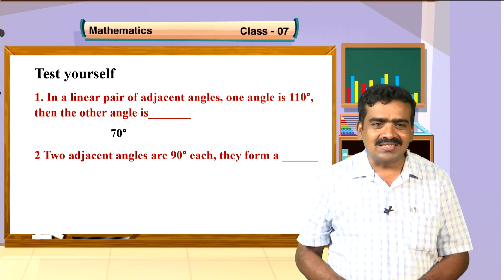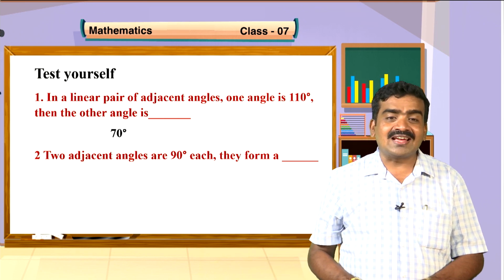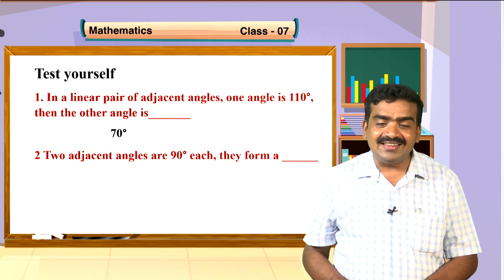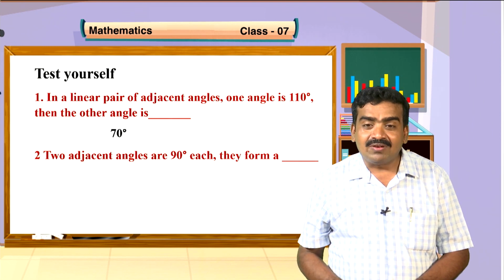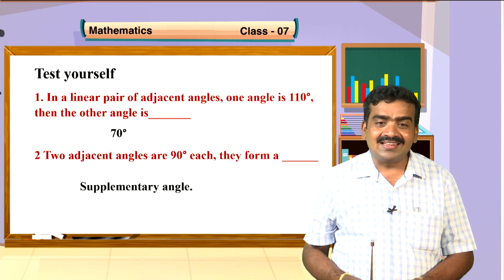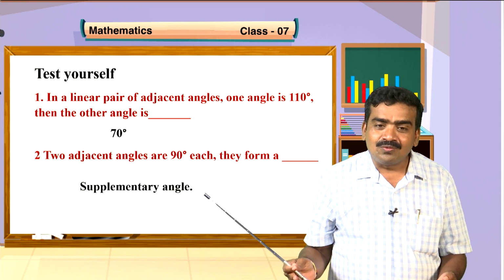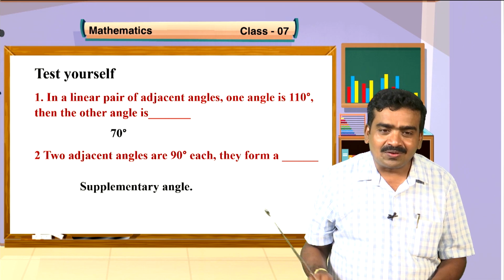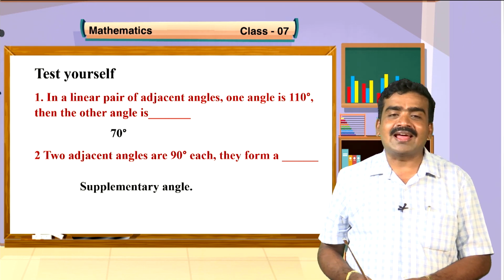The second question is, two adjacent angles are 90 degrees each. They form what? Yes, two adjacent angles are 90 degrees. Their sum will be 180 degrees. Therefore, they are nothing but supplementary angles.